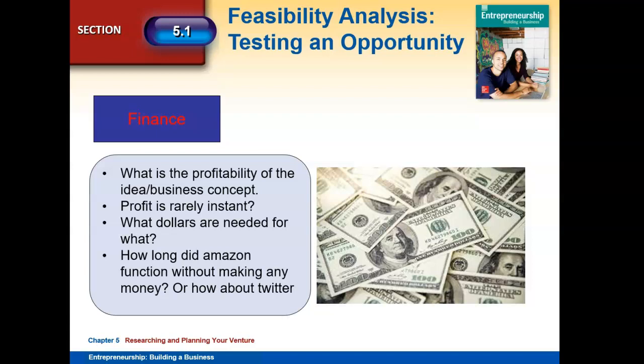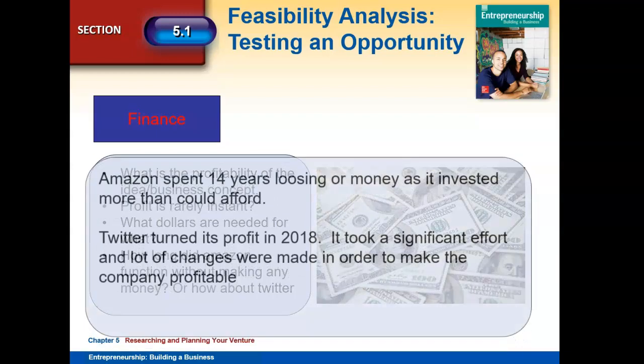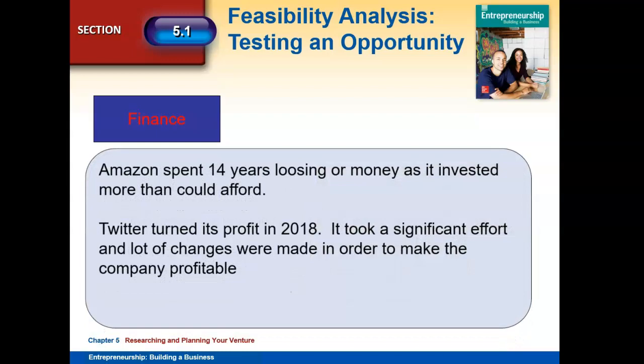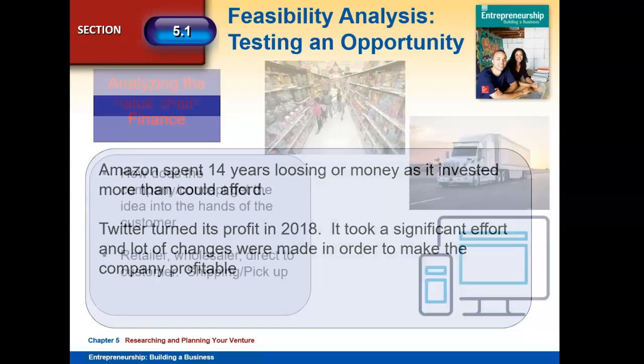Profit is rarely instantaneous in starting a business. You have some kind of startup money that goes into getting going. Does anyone know how long Amazon functioned without making any money? Or Twitter? Amazon went 14 years losing money as it invested every penny that it got back into the business to make it the behemoth that it is today. Twitter finally turned a profit in 2018, and it took massive changes to get that company to where it is finally profitable on a regular basis.